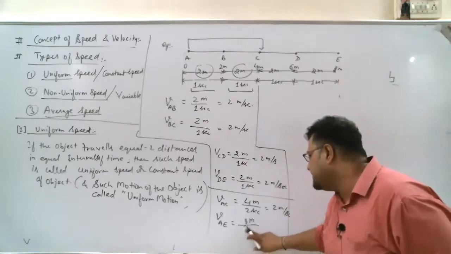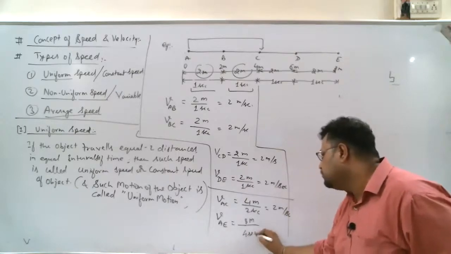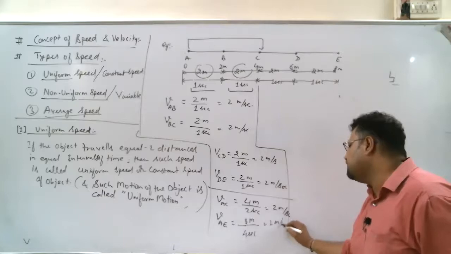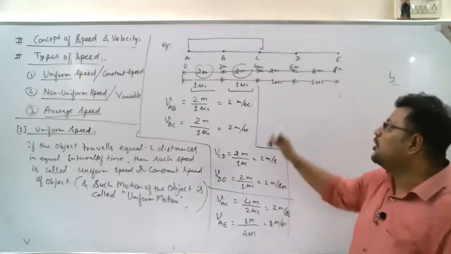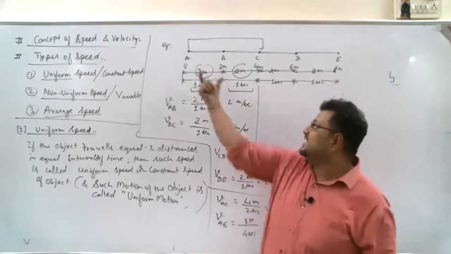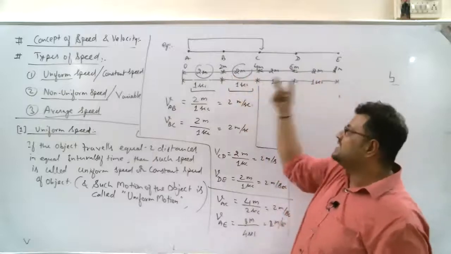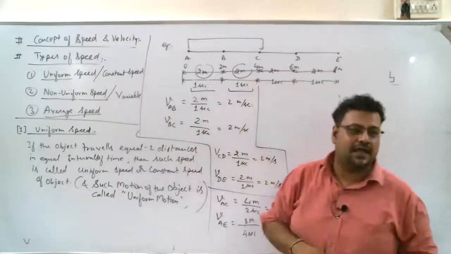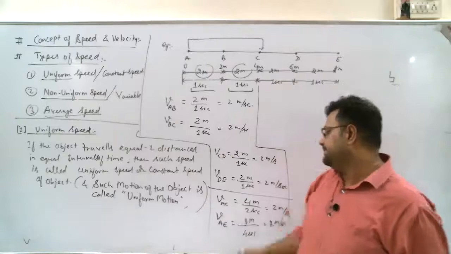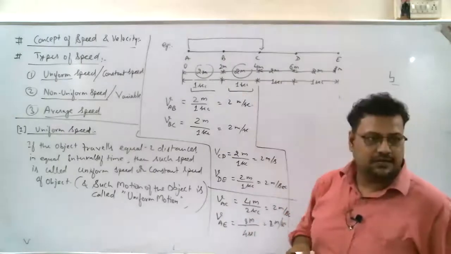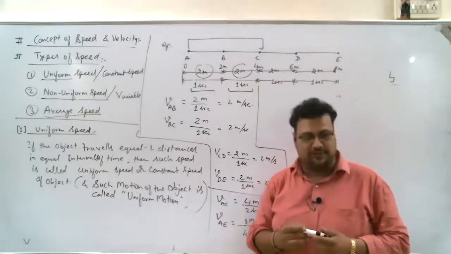So what's the answer again? 2 meter per second. Such kind of speed, in which the object travels equal distances in equal intervals of time, is called what? Uniform speed. And what is non-uniform speed?